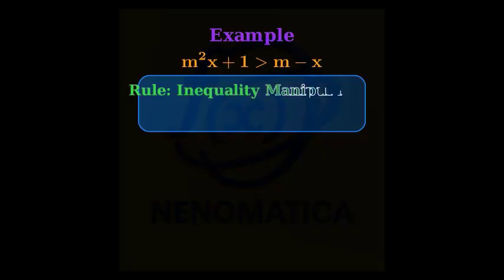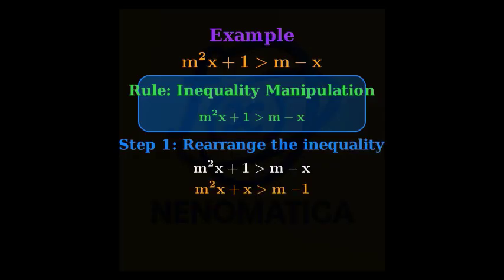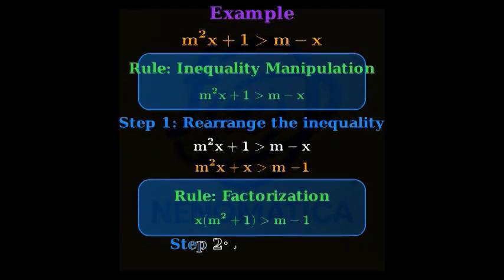We will process the inequality exactly as laid out in the algorithm on screen, following each step in order. First, display the word example and the problem statement. Step 1. Rearrange the inequality. We'll add x to both sides and subtract 1 from both sides. Step 2. Factor out x, because both terms on the left contain x.